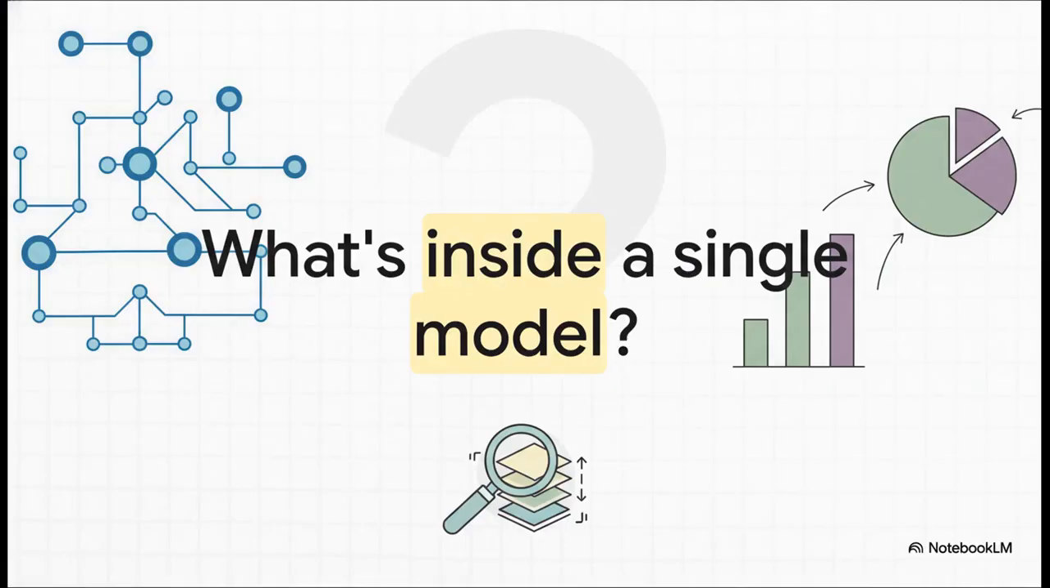Okay, so these charts are fantastic for comparing everything at a high level. They're perfect for taking that overwhelming list of 1,900 and shrinking it down to maybe a handful of real contenders. But once you have that short list, how do you really dig in? How do you understand what's actually going on under the hood? You know, what's inside a single model?